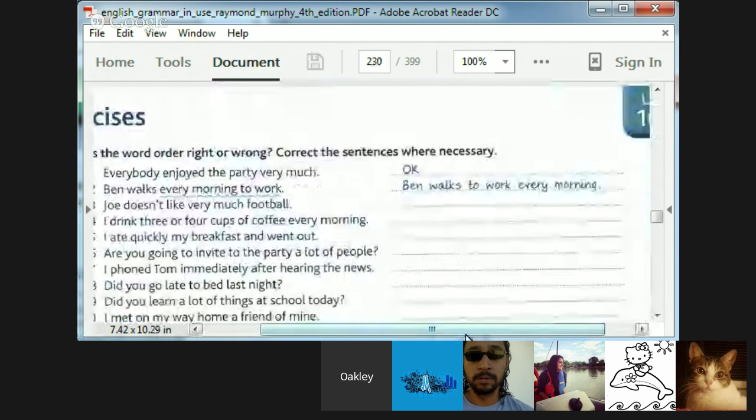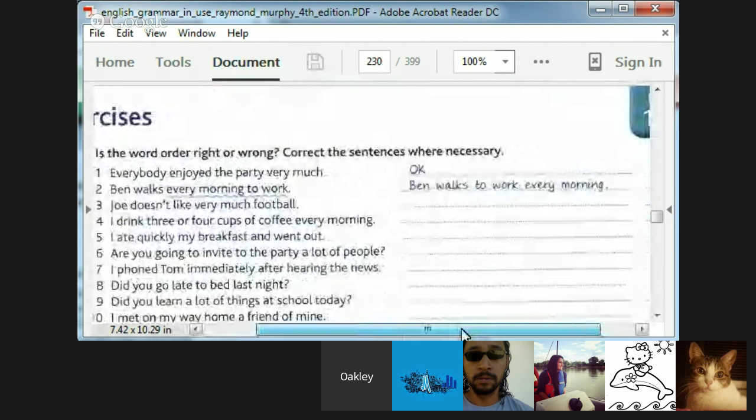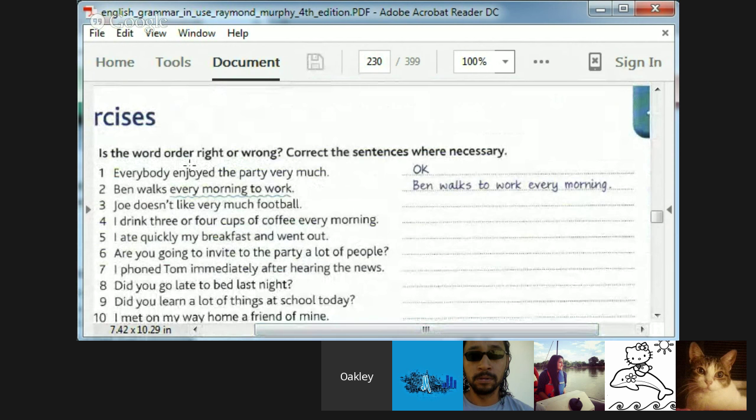Okay, let's see if we've got this. We're going to do an exercise. We're going to look at these sentences, and you're going to decide, is the order right or wrong? You read the sentence first of all. Tell me if you think it's right or wrong, and correct it if necessary. For example, everybody enjoyed the party very much. There's no problem there. Number 2, Ben walks every morning to work. That sounds strange. Again, place before time. If it's wrong, you're going to want to correct it.